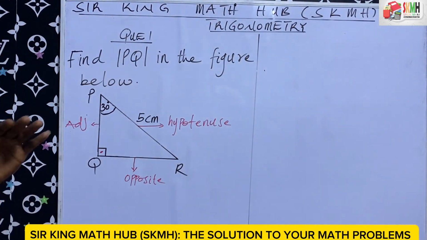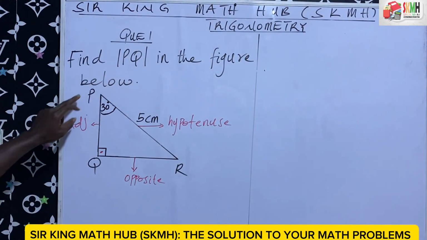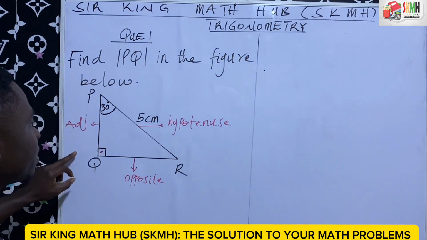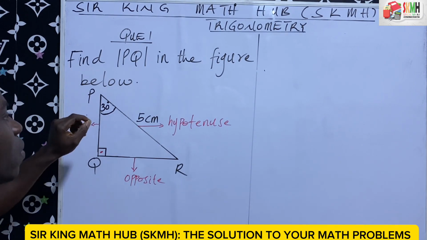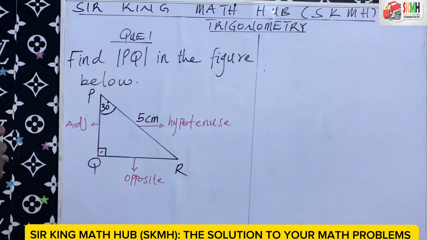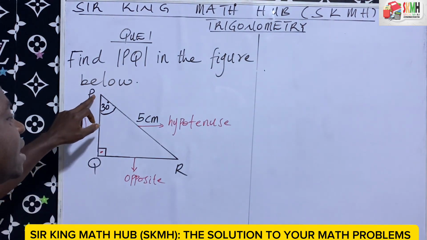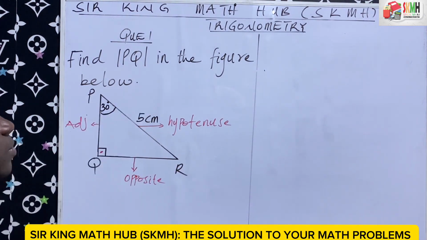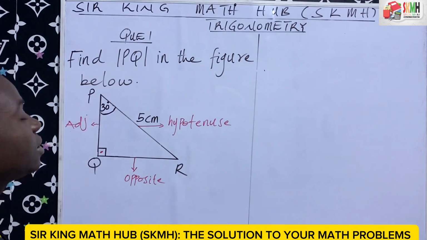So with this, we have to find the length of line PQ. Aside from line PQ, one of the sides has also been given. You can see that you have also been given the length of the hypotenuse, which is line PR, as 5 centimeters. So how then do we calculate line PQ?